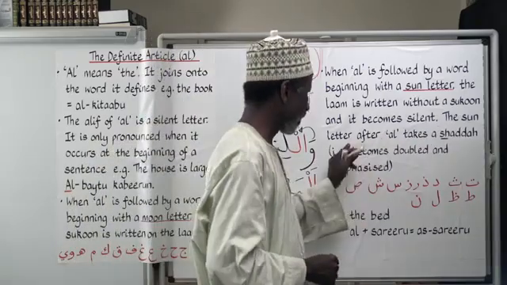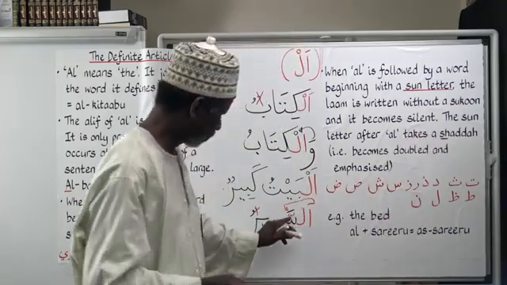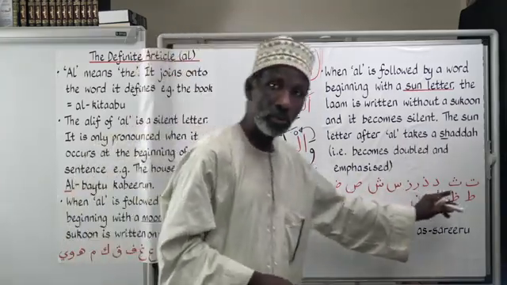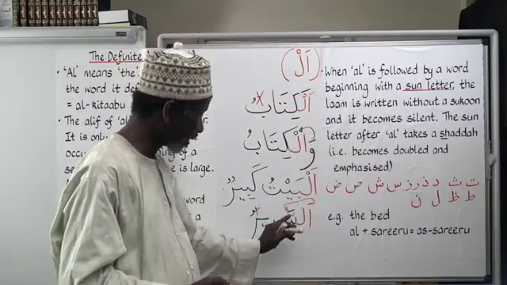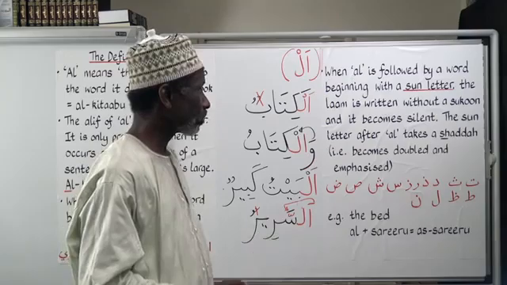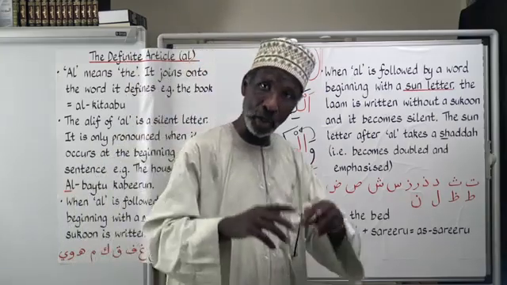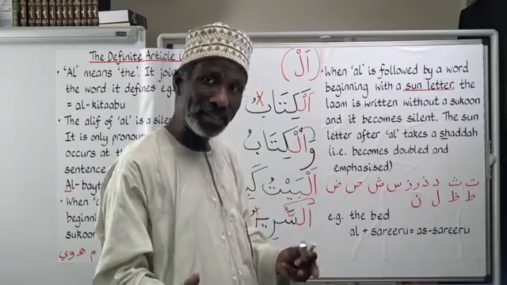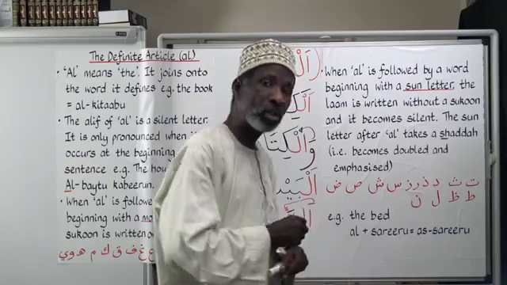The sun letter after L takes a shadda. Any of these letters, when they come after L, meaning the, automatically carry shadda, meaning the letter itself has now been doubled. The first of which is carrying sukun. That's why we are suppressing the sukun on this lam.